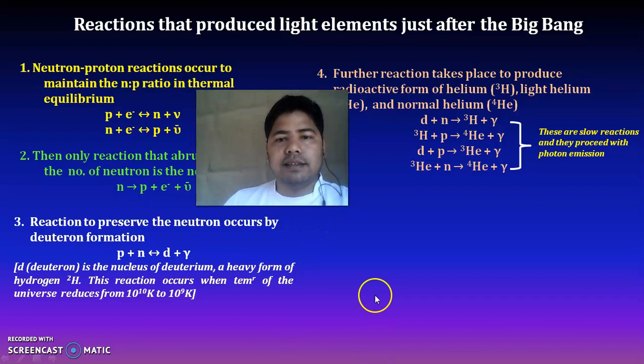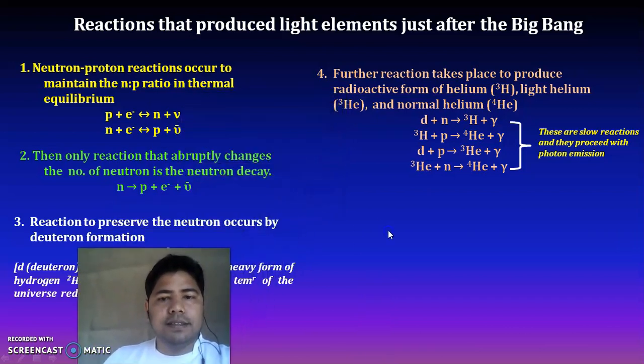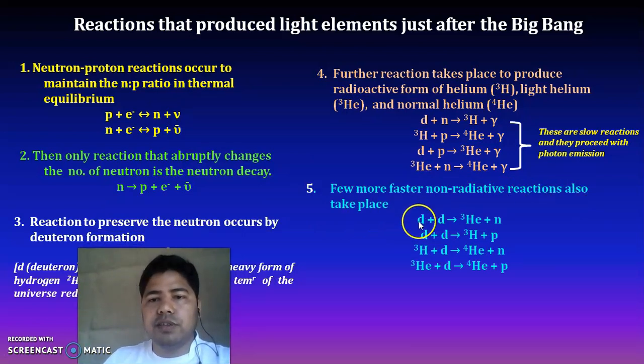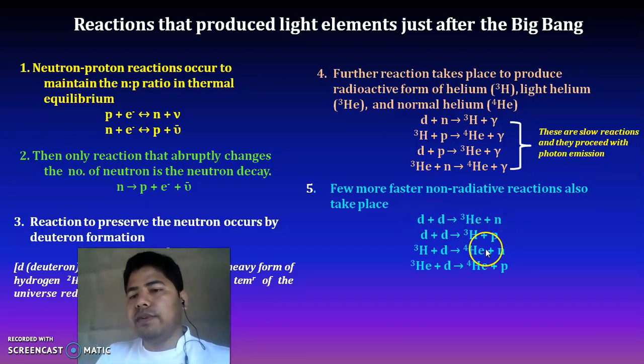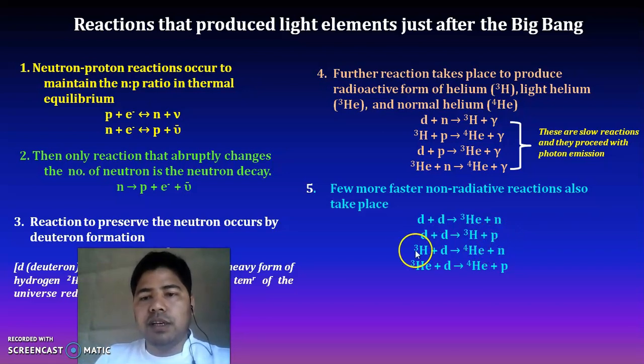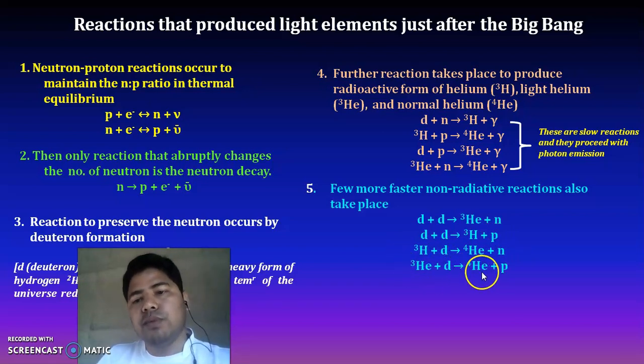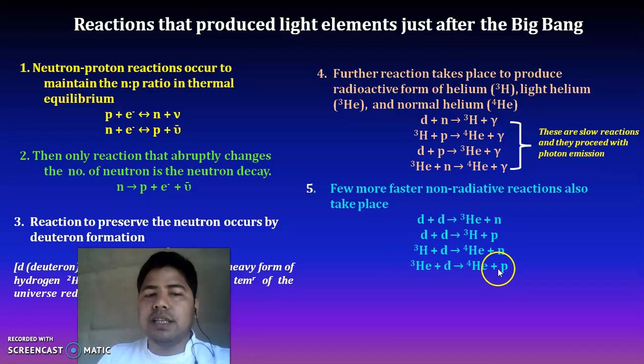Then the next reactions are a few fast non-radiative reactions that also take place. These are the reaction processes, and here you can see that deuterium combines with deuterium to give helium-3 and a neutron. Here deuterium combines to give hydrogen-3 and a proton. This hydrogen-3 plus deuterium gives helium-4 plus a neutron, and helium-3 plus deuterium produces helium-4 plus a proton.